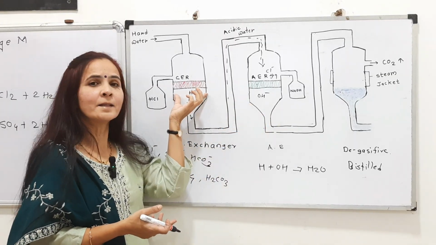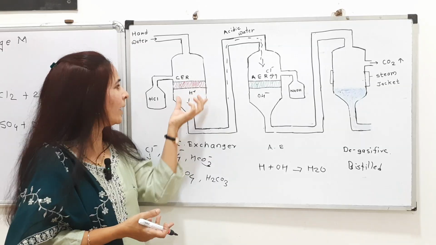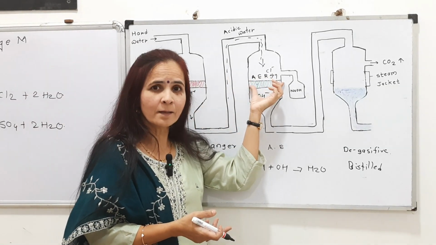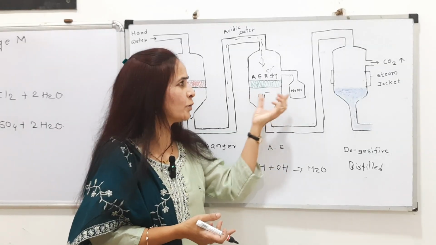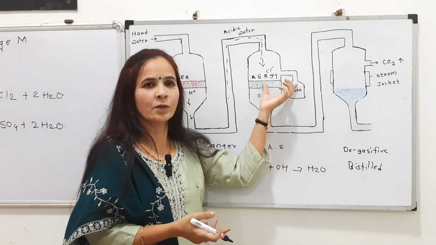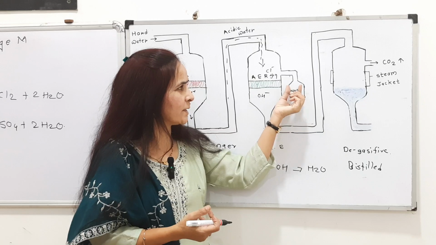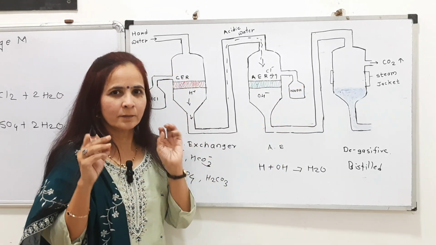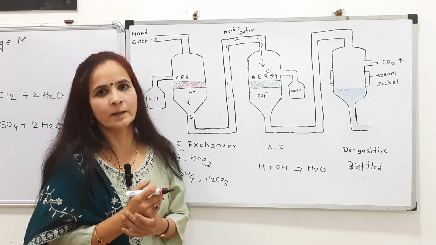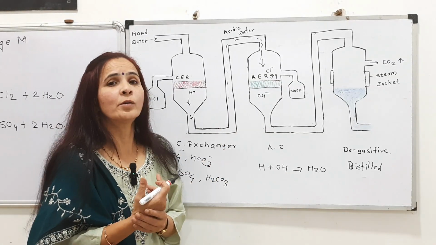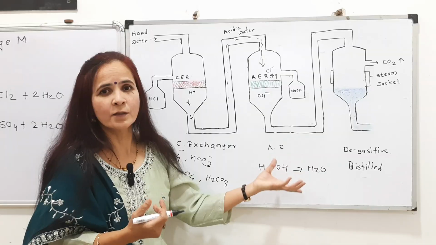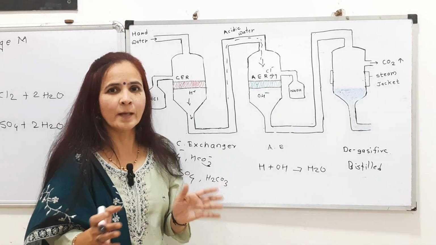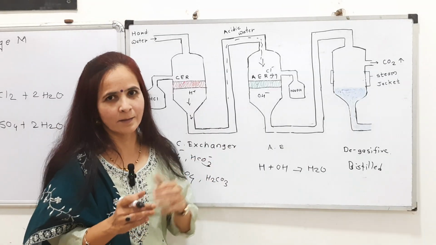The cation exchanger resin is regenerated by adding HCl, and the anion exchanger resin is regenerated by adding NaOH. That's why this ion exchange technique becomes quite expensive. And turbid water causes a decrease in the efficiency of the ion exchange method. These are the two drawbacks of the ion exchanger resins.